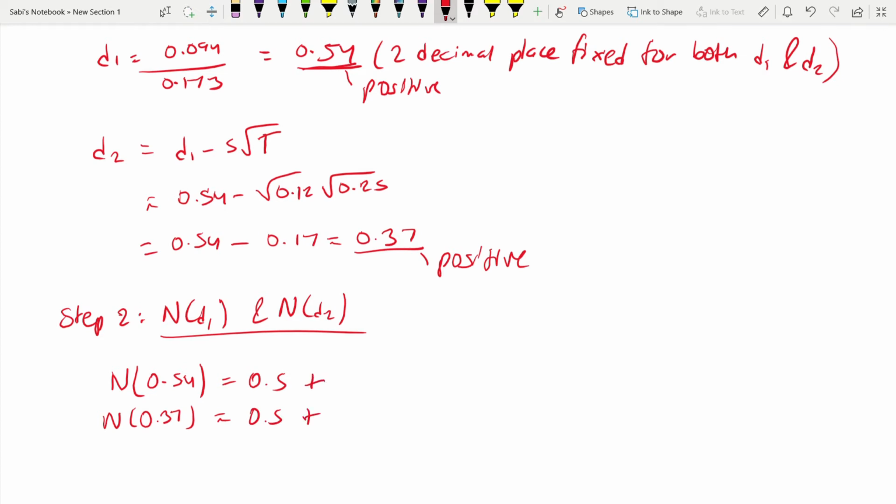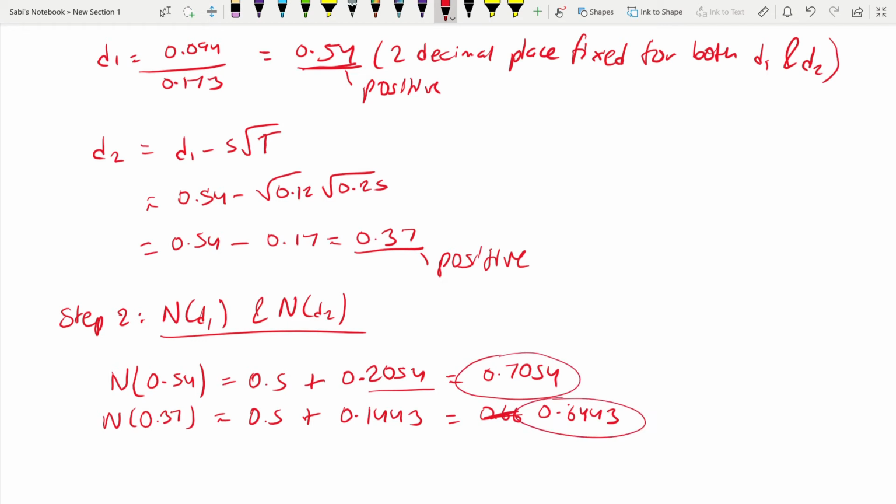For D1 we got 0.2054. You will get this in 4 decimal places. Okay, this is from the normal distribution table. And for D2, 0.1443. Hence your N(D2) is, this is the final answer, 0.6443. It will always be more than 0.5. The simplest way to remember this is, if it's positive, you're adding with 0.5. Later on you have to use this number.